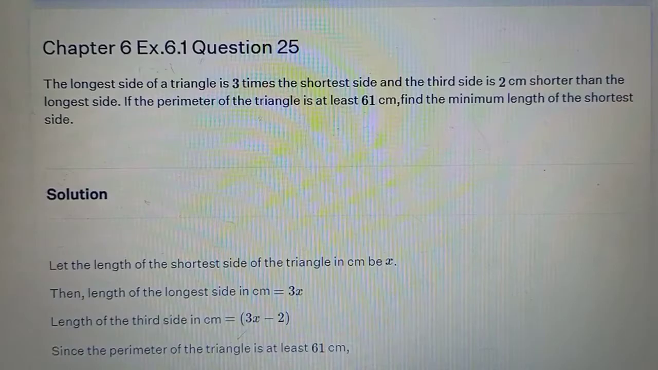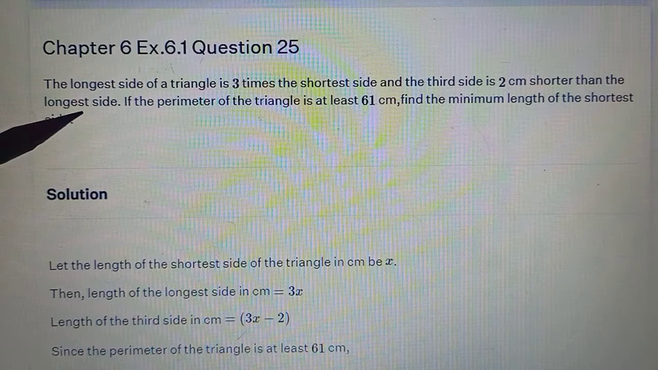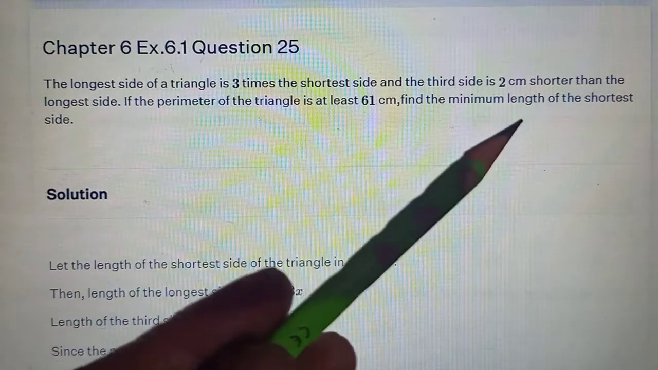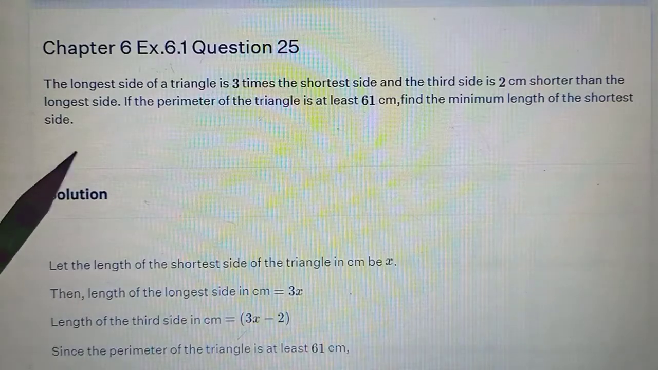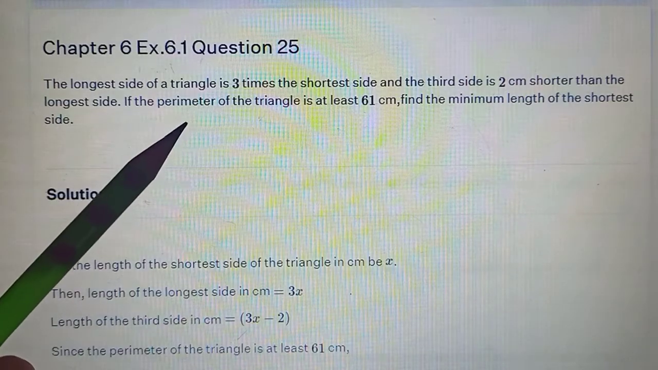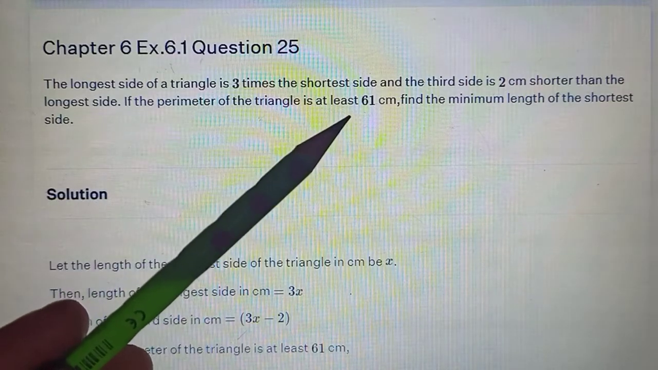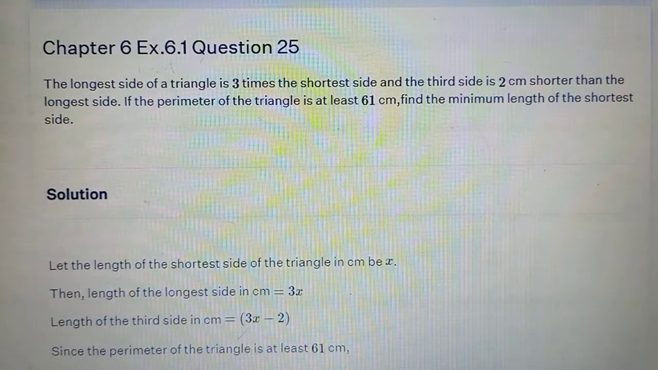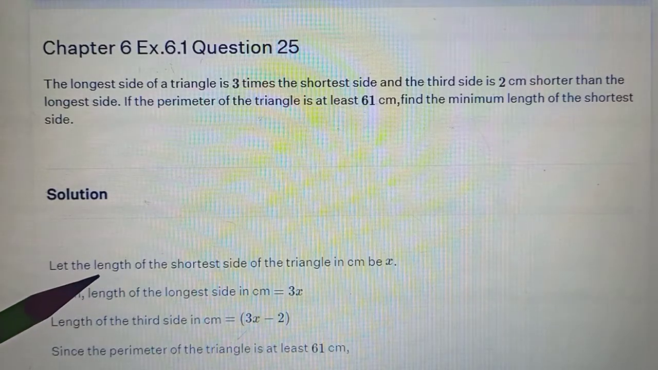So similar question. Now the 25th one, children, again not difficult at all. They've given you that the longest side of the triangle is 3 times the shortest side, and the third side is 2 centimeters shorter than the longest side. Then the perimeter of the triangle should be at least 61. Then what will be the minimum length of the shortest side? So the shortest side is in question. Let us start by assuming, let the shortest side be x.